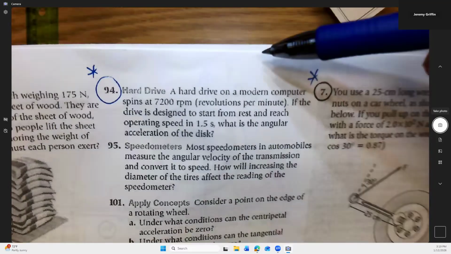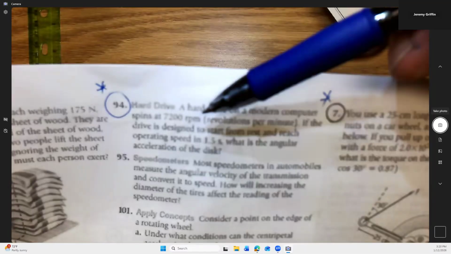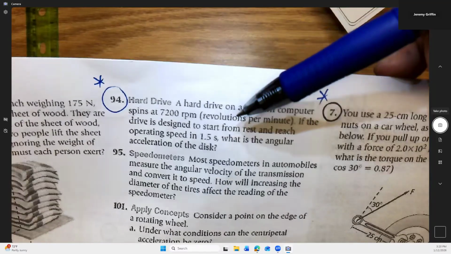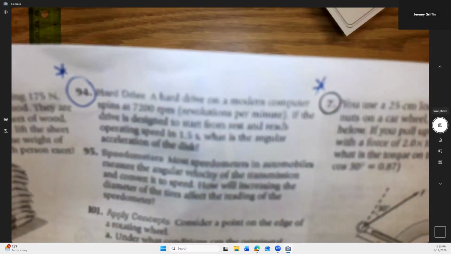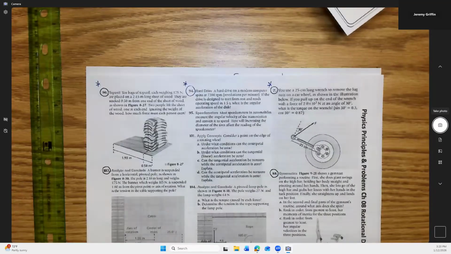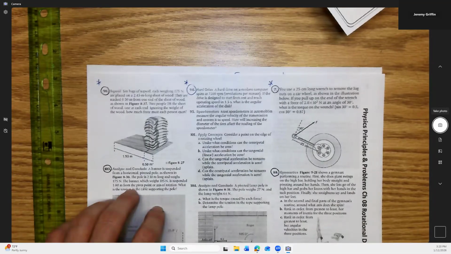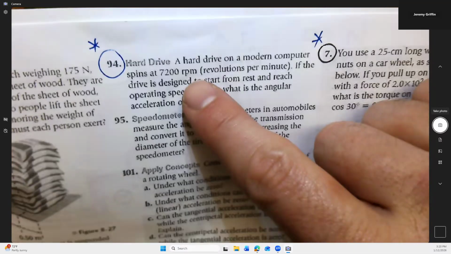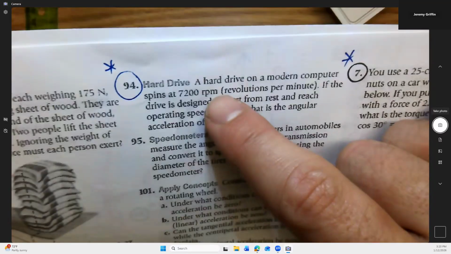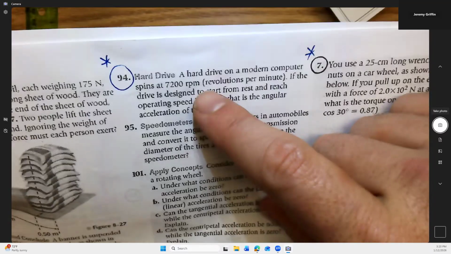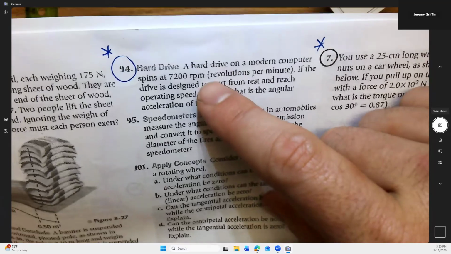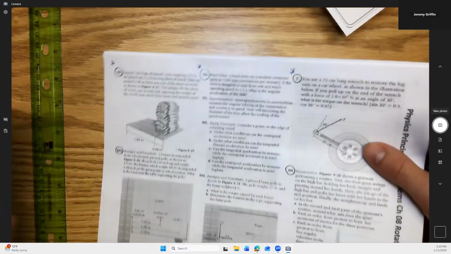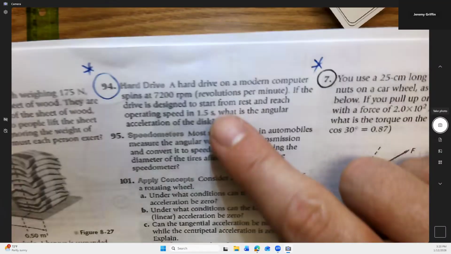So it says a hard drive on a modern computer spins at 7,200 RPM. You guys ever heard RPM? That's revolutions per minute. Now already I'm thinking if we're gonna apply equations, we should turn that angular velocity to what unit? We don't want revolutions per minute. We want what per what? Yeah, radians per second. So whatever numbers I feed in the calculator has to be consistent with base SI units, especially angular velocities. Radians per second.